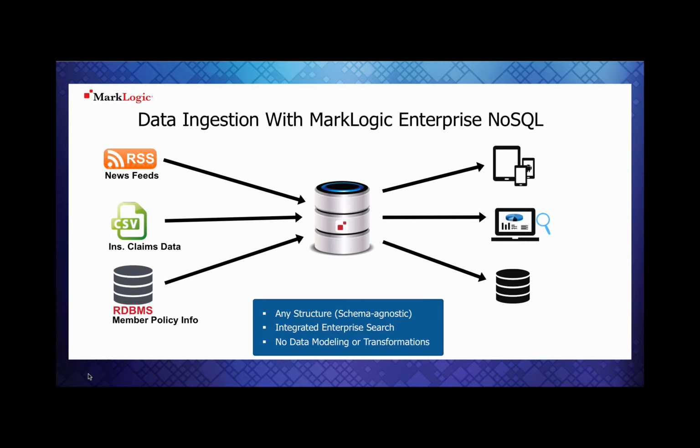For our demo scenario, we'll be using 3 data sources that contain healthcare-related data. These include an RSS feed of medical news headlines, a comma-separated variable or CSV file containing medical claim records, and a relational database containing customer member profile data.